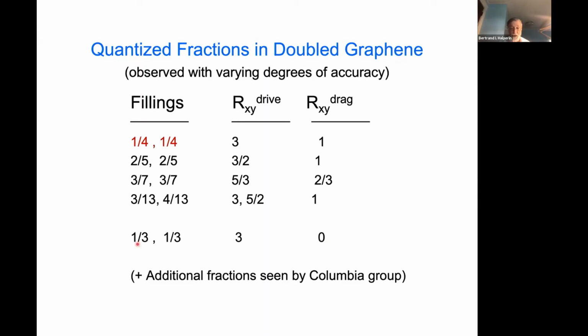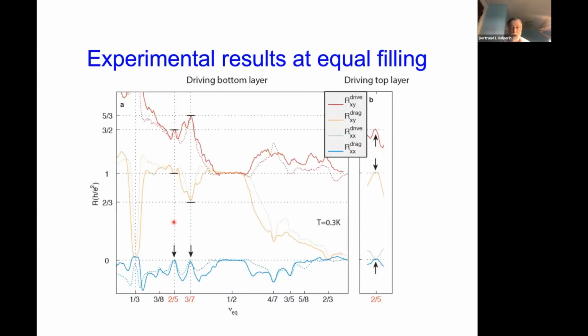It looks like you're just having a Laughlin state in each layer, and they're not coupled to each other, so there's no drag resistance. And 3 is exactly what you would get for the Hall resistance in a Laughlin 1/3 state. So we'll forget about that one, but let's look at these, which are not so trivial. And here, this shows you the experimental results. These are the equal filling fractions.